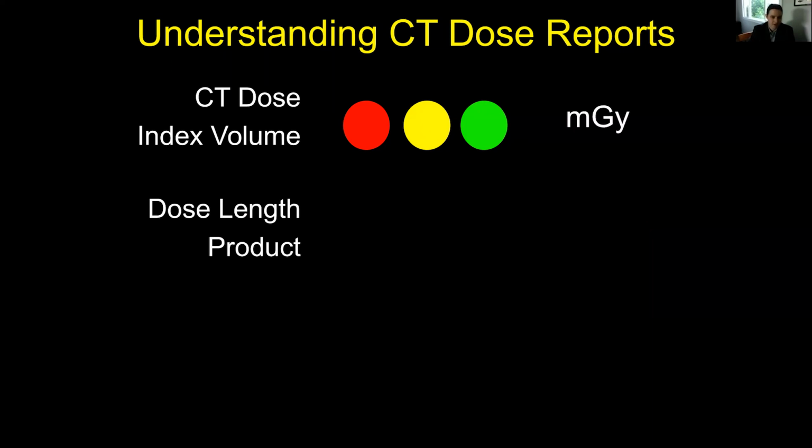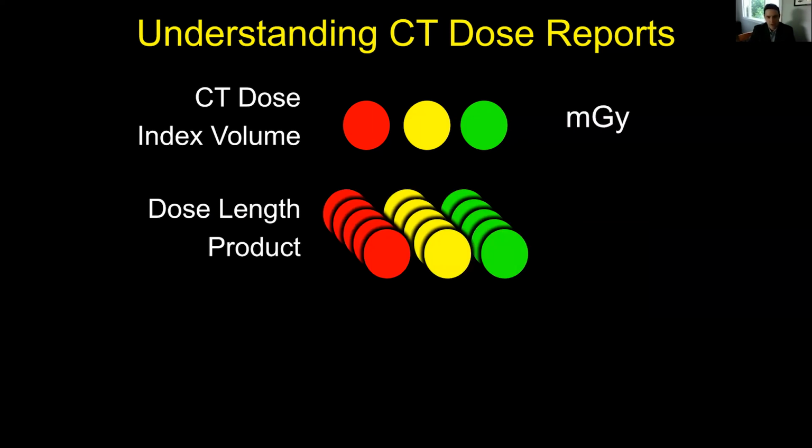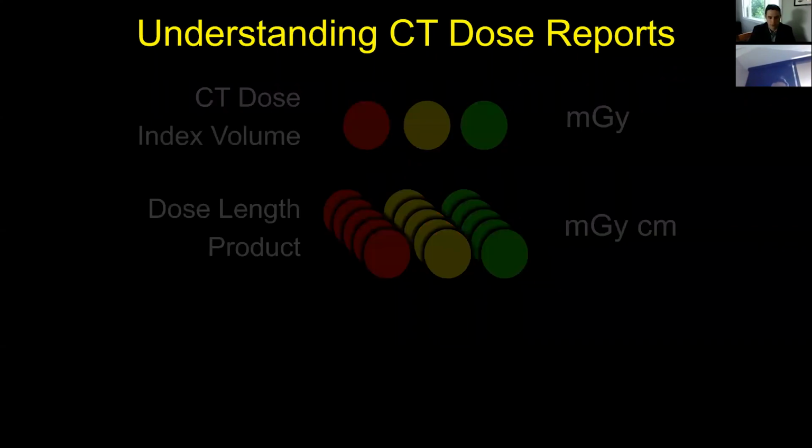Okay, next thing to know about dose length product. What is that? That is basically taking into account, A, how hot is that slice, and how many slices did you do? Did you scan the whole body, or did you just scan a little piece here or there? The dose length product is reported in milligrays centimeter, and it's also known by its acronym as DLP. This will be the most useful piece of information, but before we talk about that, there's a few other things we need to talk about.